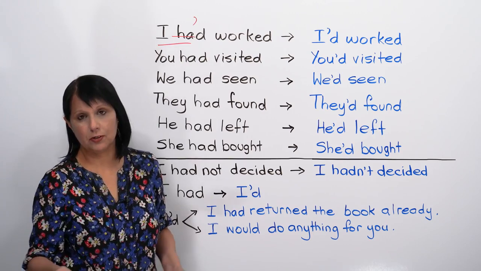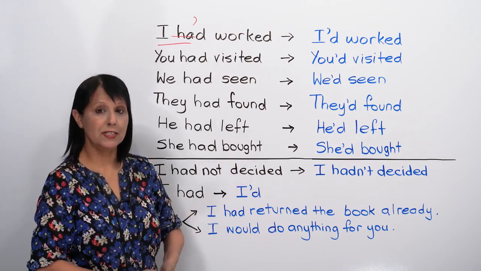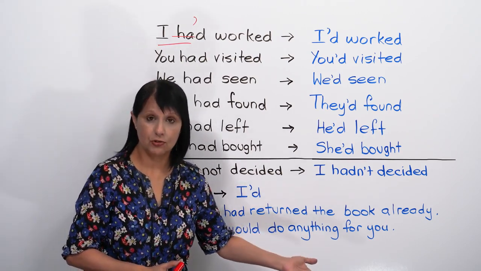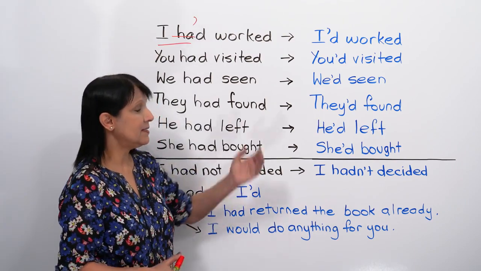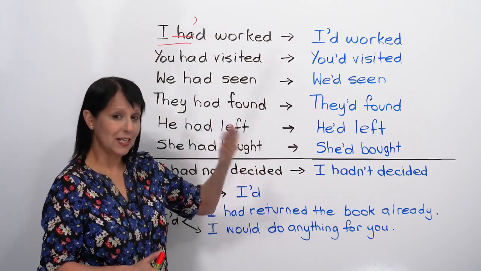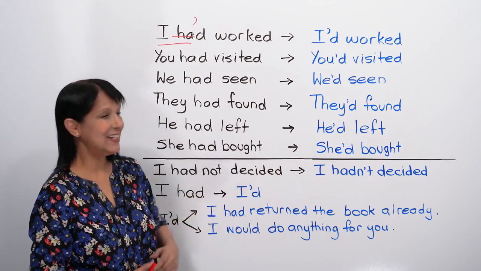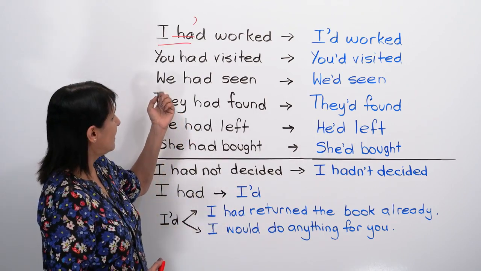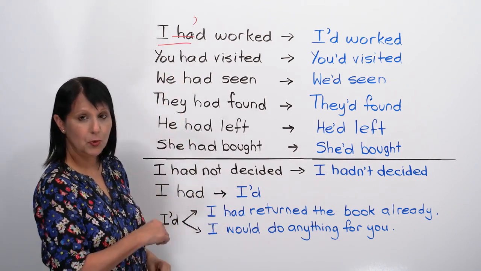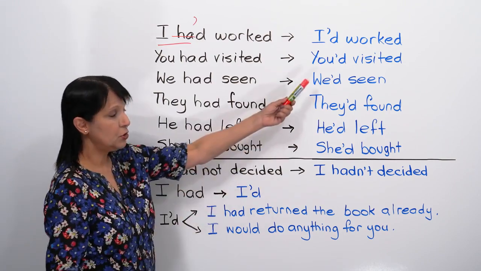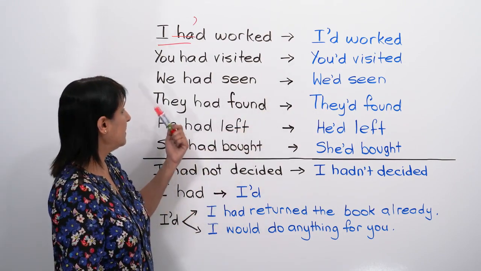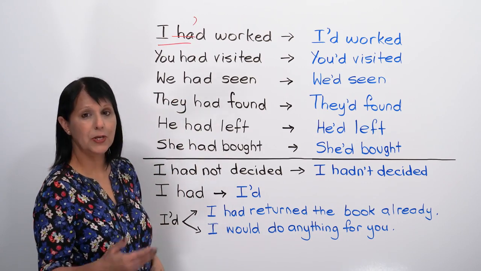So very often you'll hear people saying that, but when they're saying I'd worked a lot yesterday, that means they're using past perfect. I had worked. All right? So the same thing will happen here. You had visited becomes you'd. We had seen, we'd seen.